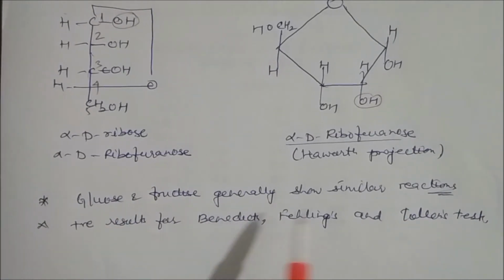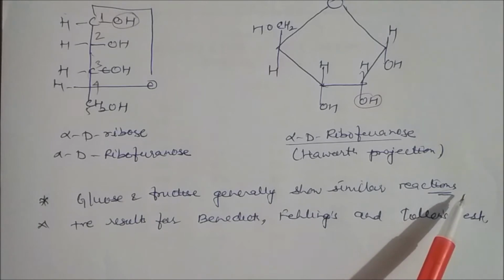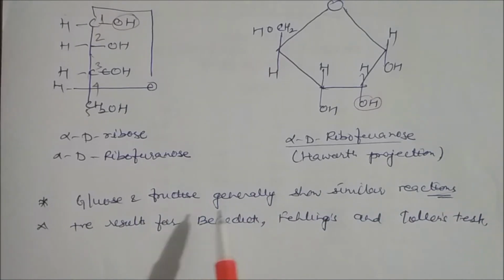Glucose and fructose generally show similar reactions. Like glucose and fructose, the reactions are similar, and there is a positive result for Benedict's test. In Benedict solution, Fehling's solution, and Tollens' reagent, both glucose as well as fructose will give the positive test.